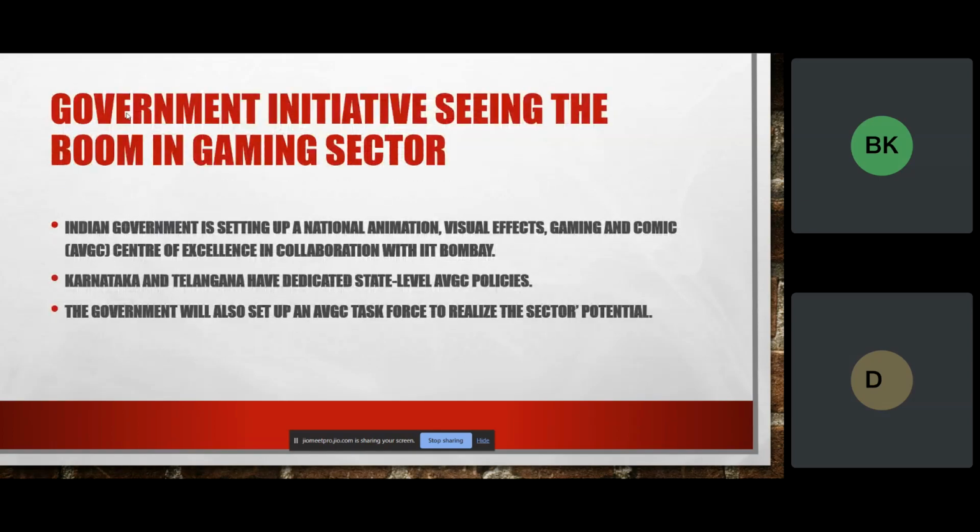The government is also now seeing gaming as a sector, which could be a part of the economy. The government is setting up special courses for people who want to do gaming, visual effects, and animation, a center of excellence in collaboration with IIT Bombay. And even Karnataka and Telangana have dedicated state-level AVGC policies where they promote the gamers of that state and provide them the platform to go ahead in this field.